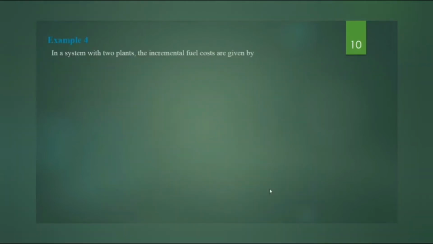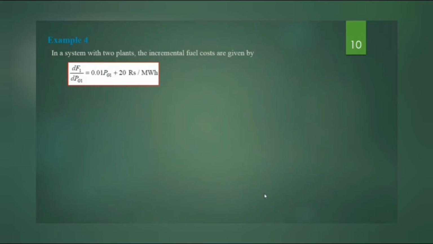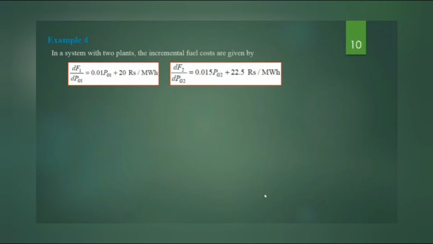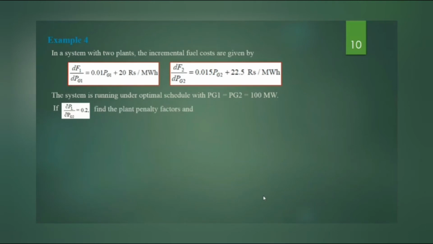Now second example. In a system with two plants, the incremental fuel costs are given by del F1 by del Pg1 equal to 0.01 Pg1 plus 20 rupees per megawatt hour. Second cost function is dF2 by dPg2 equal to 0.015 Pg2 plus 22.5 rupees per megawatt hour. The system is running under optimal schedule with Pg1 equal to Pg2 equal to 100 megawatt. If del PL upon del Pg2 equal to 0.2, find the plant penalty factors and del PL upon del Pg1.